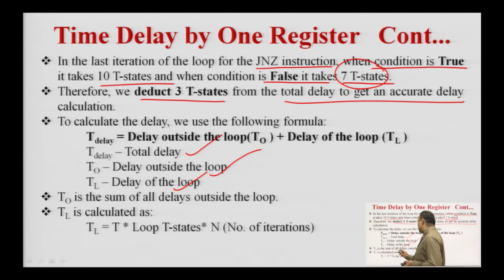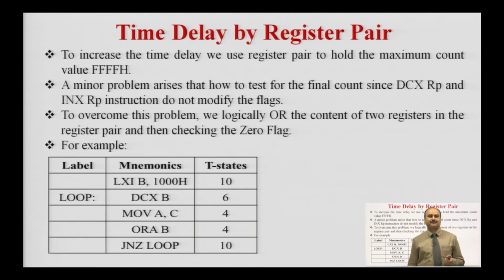T O is nothing but the sum of all delays outside the loop, and T L is calculated as the time period multiplied by the loop T states, that is T L, and it is multiplied by the number of iterations, that is 255, since the maximum value which can be loaded into one register is 255. So, this way we can calculate the total delay generated by one register.